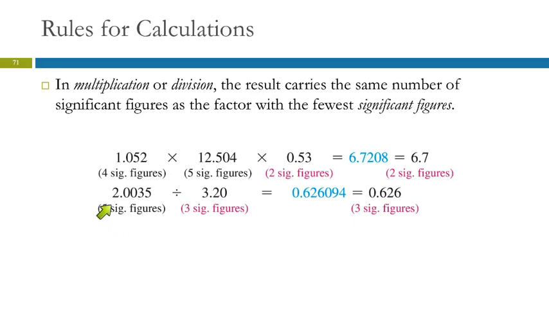Here's an example of division. 2.0035 divided by 3.20. That's the answer you might see on your calculator. We're going to look at these numbers and count the sig figs. This one has 5. This one has 3. 3 is smaller, so we're going to take this number and round it to 3 significant figures.